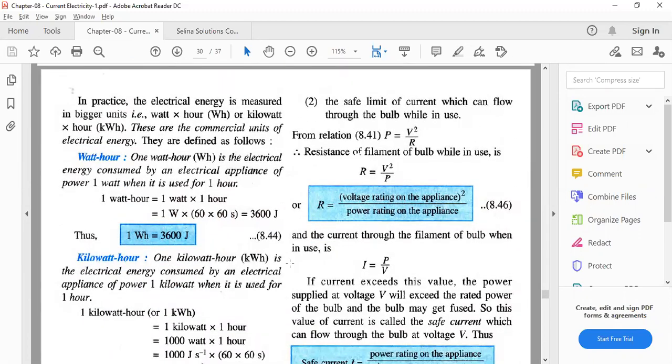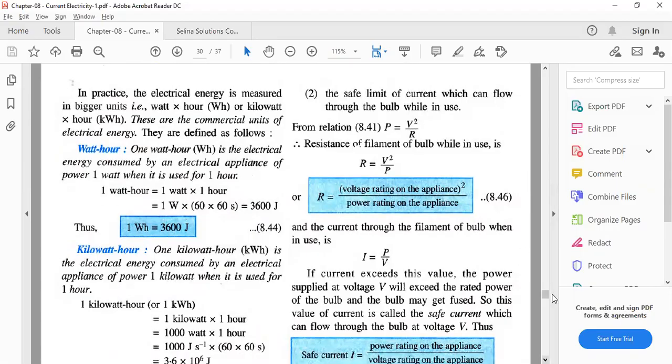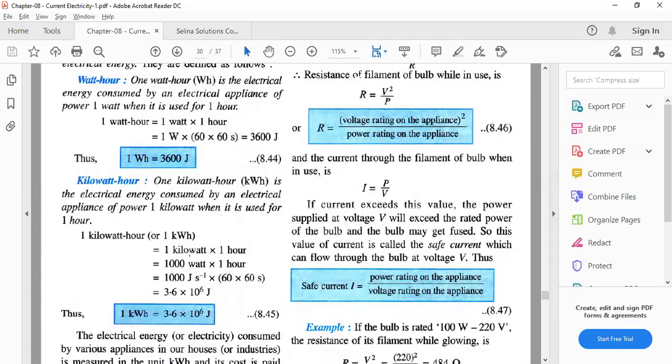1 kilowatt hour is the electrical energy consumed by an appliance of power 1 kilowatt when it is used for 1 hour. Okay. Any doubt? Now, what is 1 kilowatt hour? 1 kilowatt converted into watt is 1000, and 1 hour can be converted into 60 minutes into 60 seconds. So it will be 1000 into 3600. Written properly, it will be 3.6 into 10 raised to 6 joules.